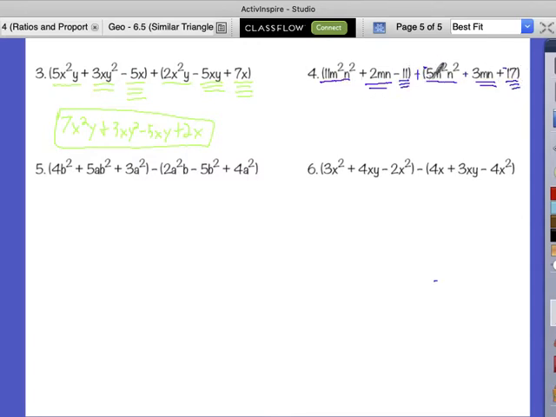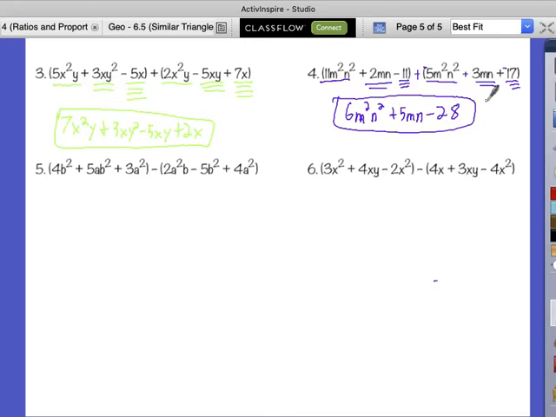So 11 plus negative 5 is 6m²n². Next will come the mn's, so 2 plus 3 is 5mn. Then last will come the negative 11 plus negative 17, which is negative 28. And we are, in fact, in descending order, our standard form, too. Any questions on that?